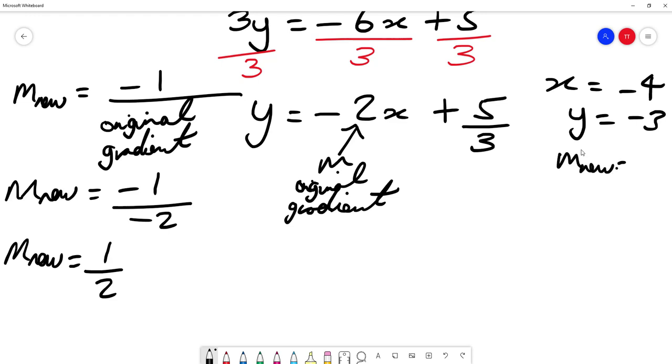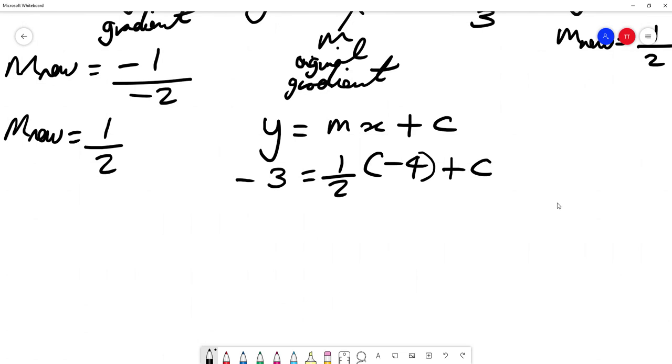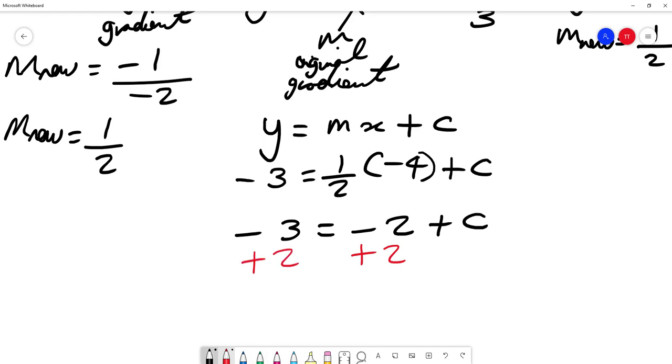So m new, we write that as a half. So now we can say y equals mx plus c. So we can say y is minus 3, m is a half, and then x is minus 4 plus c. Now we can do the following. We can say minus 3 equals half of minus 4, which is minus 2, plus c. And then now we can add 2 on both sides of the equation. Minus 3 plus 2 is minus 1. So minus 1 equals c.